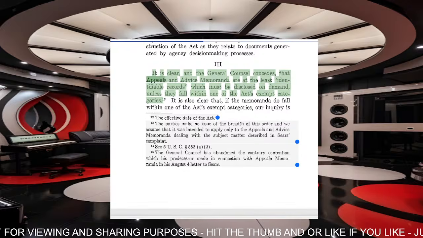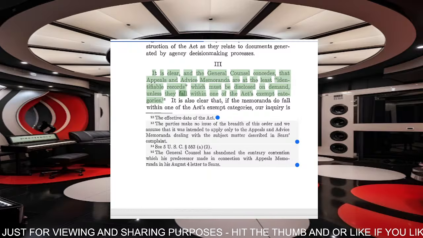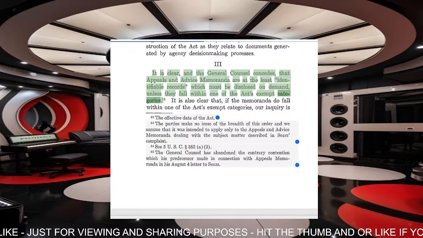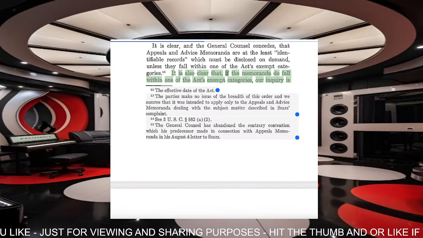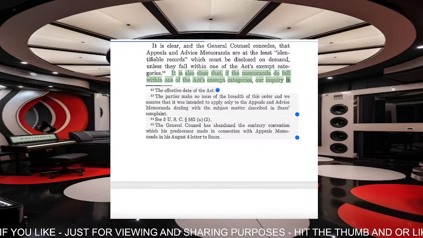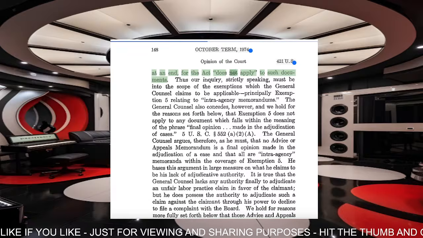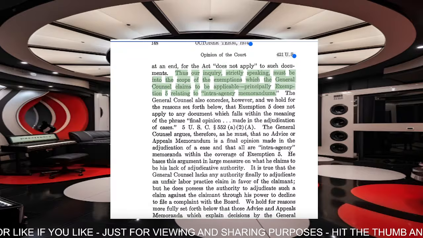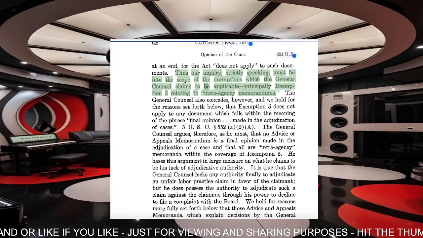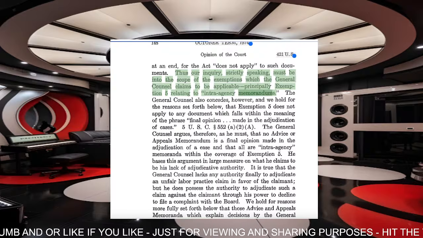It is clear, and the General Counsel concedes, that appeals and advice memoranda are at the least identifiable records, which must be disclosed on demand, unless they fall within one of the Act's exempt categories. It is also clear that, if the memoranda do fall within one of the Act's exempt categories, our inquiry is at an end, for the Act does not apply to such documents. Thus, our inquiry, strictly speaking, must be into the scope of the exemptions which the General Counsel claims to be applicable, principally Exemption 5 relating to intra-agency memorandums.